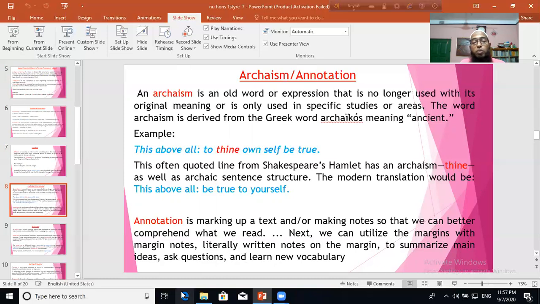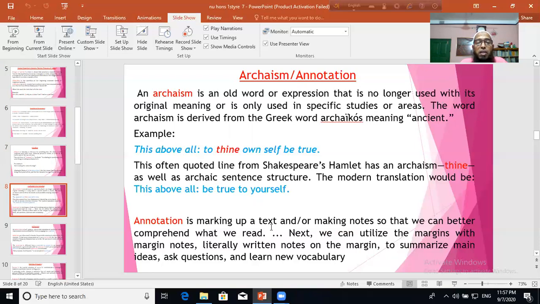Annotation means when you are reading any text, any story, drama, novel, or poetry, whatever it is, you are marking notes. You are writing something in your book beside the lines, or sometimes you are red marking or highlighting some of the words, or writing in your notebook some of the important events and dates for your better understanding later on. So this work is called annotation.